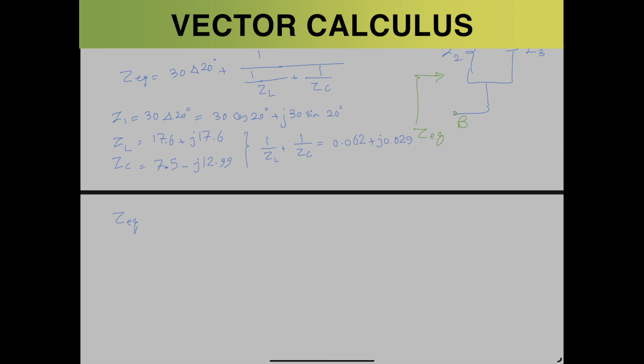simply Z equals 30 ohms with an angle of 20 degrees plus 1 over (0.062 plus j0.029). This becomes simply 10 ohms with an angle of minus 25 degrees, and this stays as 30 ohms with an angle of 20 degrees.